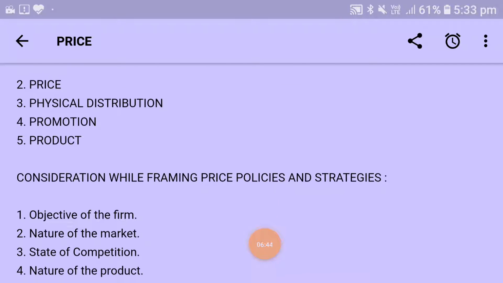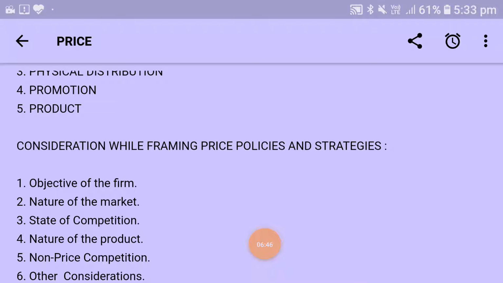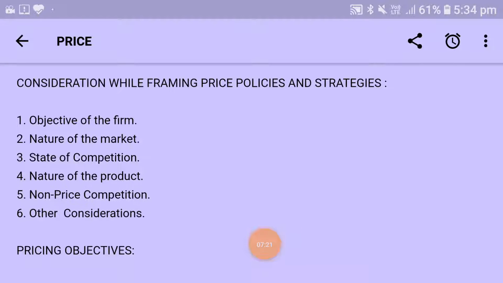Next is considerations while framing the price policy and strategies. This is very important and should be taken into consideration. What are the things we need to keep in mind if we continue the price determination process? First comes the objective of the firm, nature of the firm, nature of the market, state of competition, nature of the product, non-pricing competition, and other considerations.